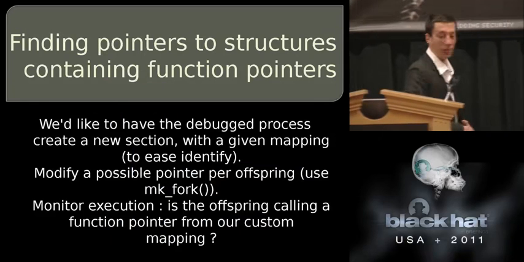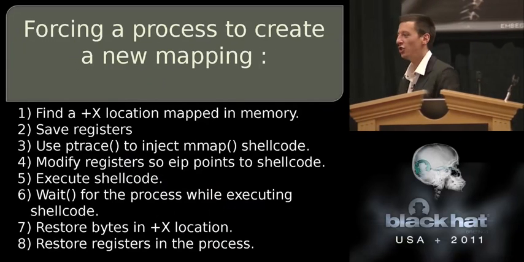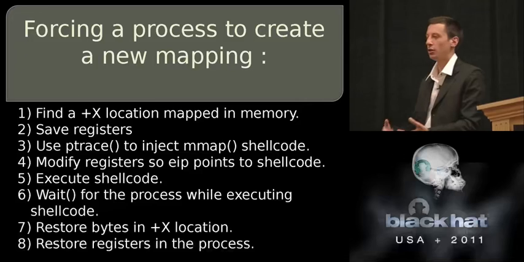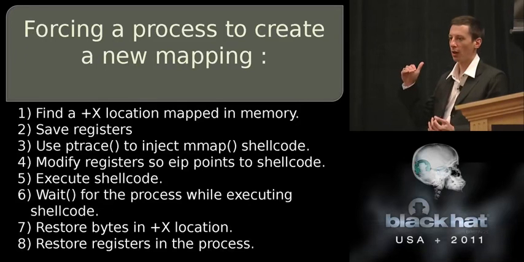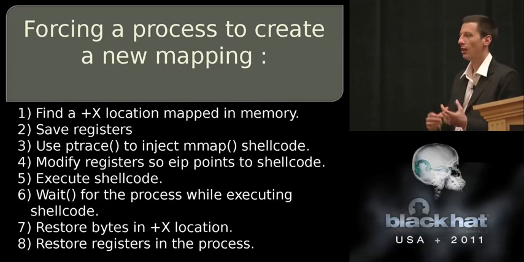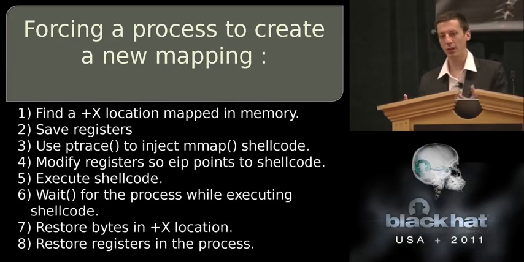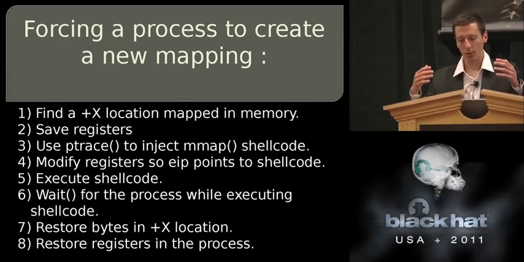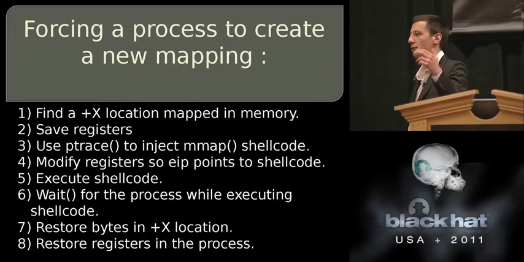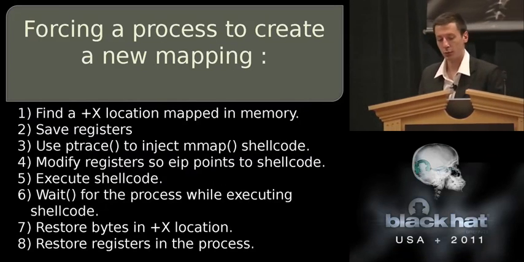We need to create a new mapping inside the application. To do that, we use a small shellcode inside the original process, and it's basically just a call to mmap. So it creates a new mapping. And this new mapping, we give it a padding which is easy to recognize, like 010101, 020202, something you can later on rediscover.